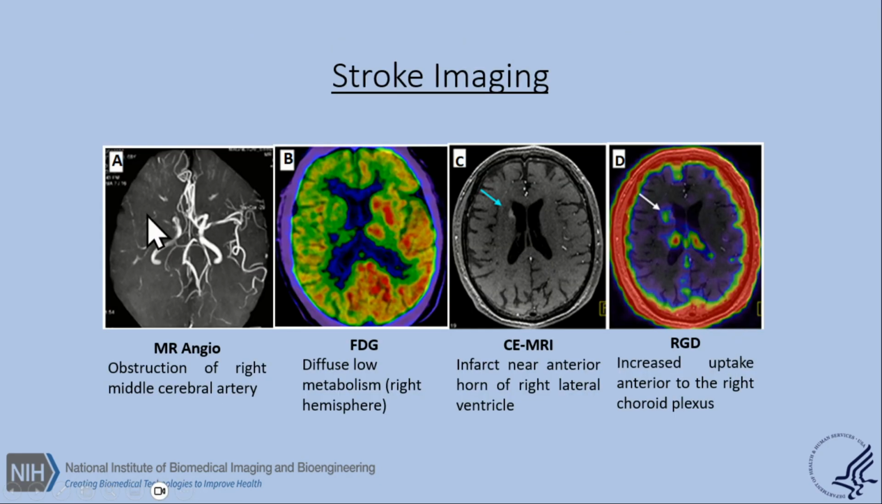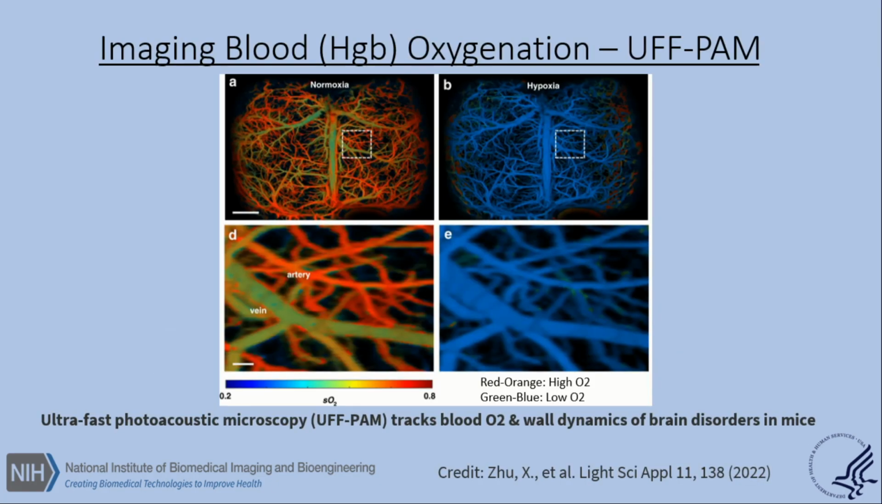You have an occlusion of the middle cerebral artery there, with hypoperfusion on the FDG. Contrast enhanced shows a bit of an anterior horn infarct. And then you do the RGD, and it looks like it's already repairing itself. So there's more information here. It's not just, well, you have a stroke, but it's a stroke that's fixing itself.